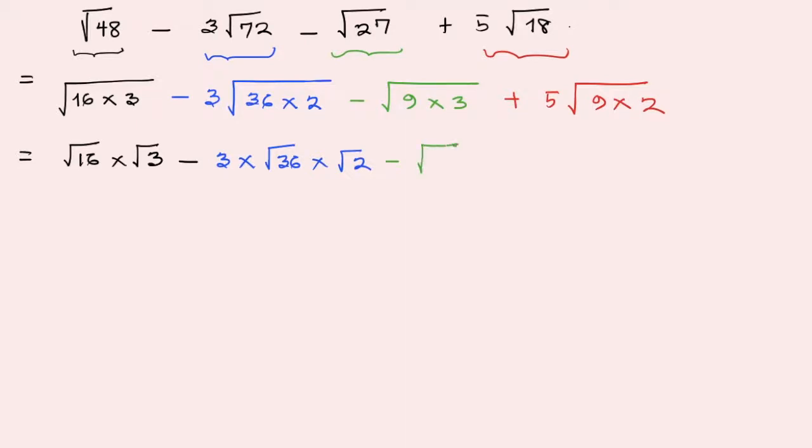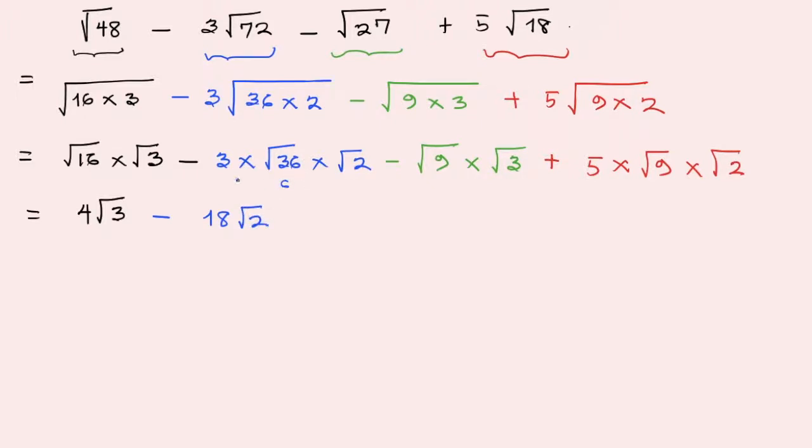So this is going to be equal to the square root of 9 multiplied by the square root of 3, plus 5 here multiplied by the square root of 9 multiplied by the square root of 2. So the square root of 16 is 4, so 4 root 3. The square root of 36 is 6. 6 multiplied by 3 is 18. So this is going to be minus 18 root 2. Square root of 36 is 6. 3 multiplied by 6 is what gives us 18. So 18 root 2.